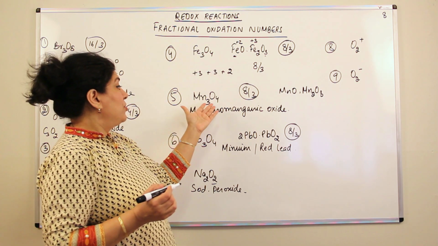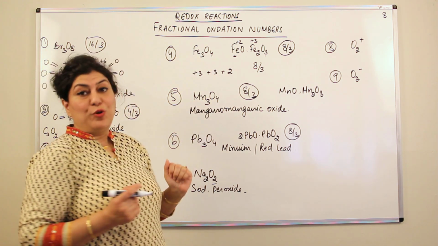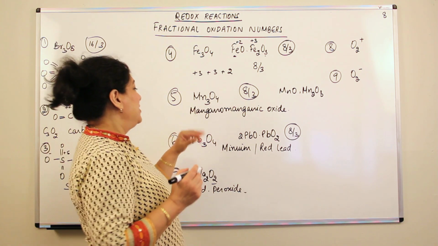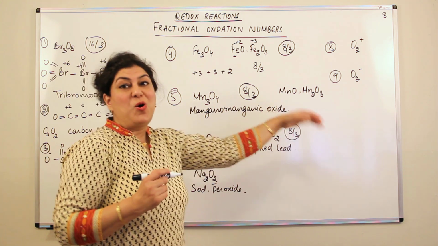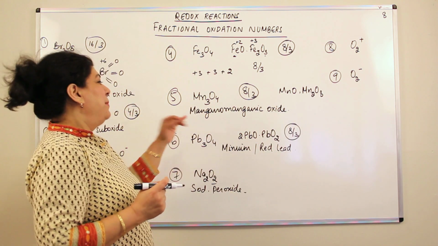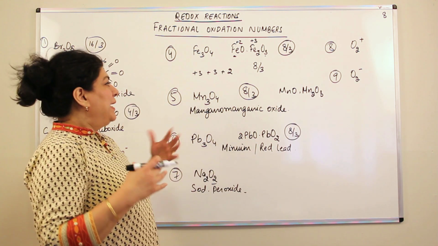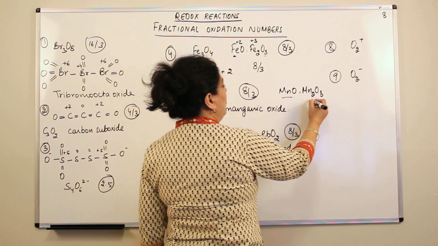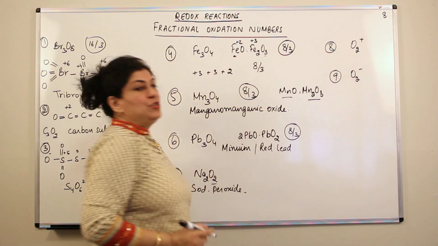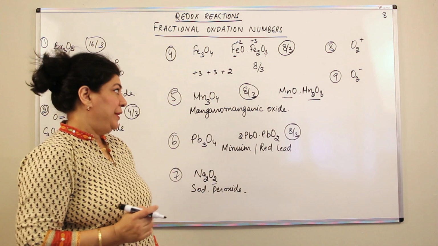Another example of a mixed oxide is Mn3O4. And its name is very interesting. It is mangano-manganic oxide. Isn't it a cute name? Mangano-manganic oxide is actually a mixture of, again, MnO and Mn2O3. Very similar to FeO and Fe2O3.